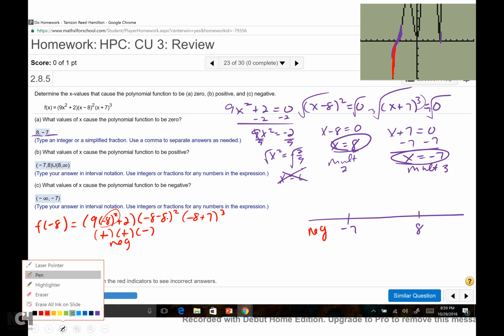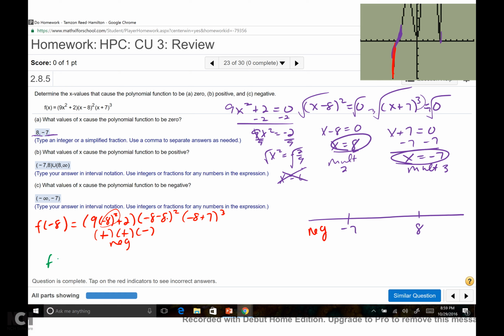Next, I'm going to do something in between. Gotta love 0. So I'm going to have 9 times 0 squared plus 2, 0 minus 8 squared, 0 plus 7 cubed. That's 0 plus 2, that's a positive. Negative squared is going to be a positive. Positive cubed is a positive. So this section is going to be positive. And you can see all of this is up in the air until you get over here.